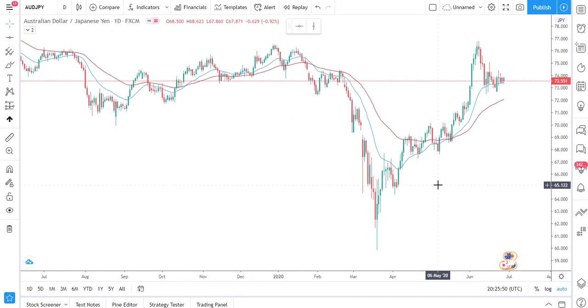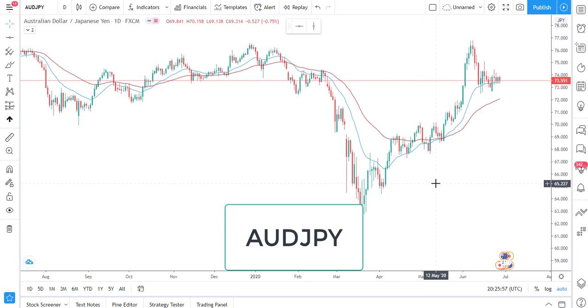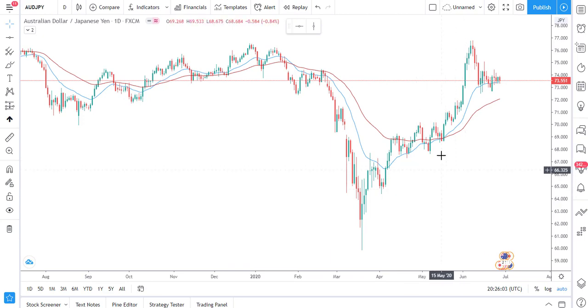And the next pair we're going to be talking about is the Australian dollar against the Japanese yen. Now my prediction for this week is a buy, that this market is going to buy this week, or at least we're going to see some sort of bullish move for this week. Now I'm going to be explaining my reason for why.